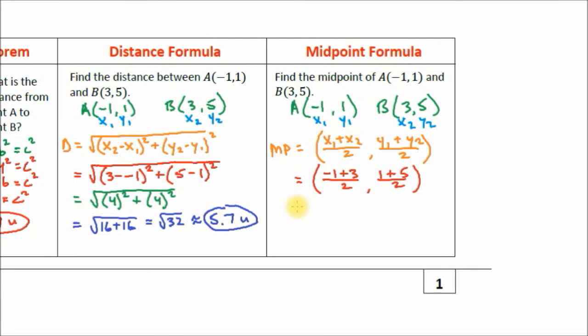Let's go ahead and simplify this. -1 plus 3 is 2 over 2. 1 plus 5 is 6 over 2. And one more simplification here. 2 over 2 is equal to 1. And 6 over 2 is equal to 3. So our midpoint is at 1, 3.